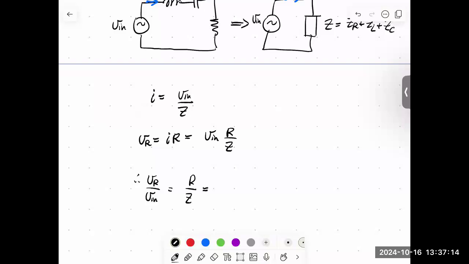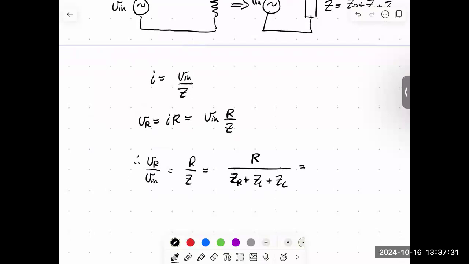So let's see. We have R in the numerator. I'm not going to do anything with that. In the denominator, we have a series circuit that includes a resistor, an inductor, and a capacitor. The impedance of a resistor is just R. The impedance of the inductor is j omega L. And the impedance of the capacitor is 1 over j omega C. All right, good. So this is our starting point for trying to understand some of these questions.